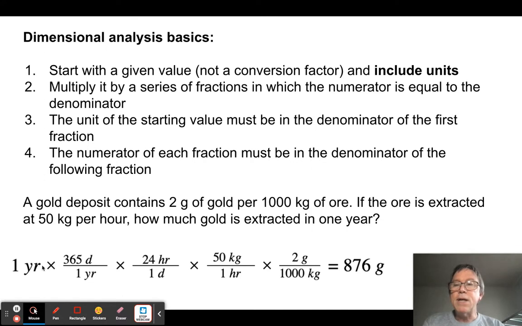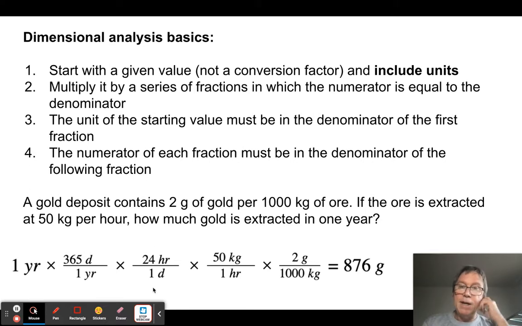Now, we're just going to take our starting value and multiply it by a series of fractions. And the thing is, each of these fractions is equal to 1 because the top of the fraction equals the bottom of the fraction in every single case. 365 days is the same thing as 1 year. 24 hours is the same thing as 1 day, and so on.